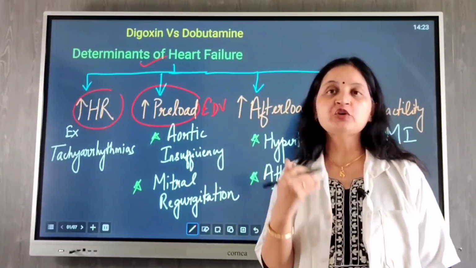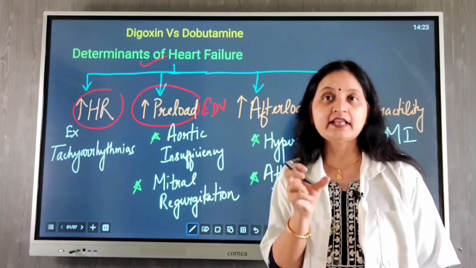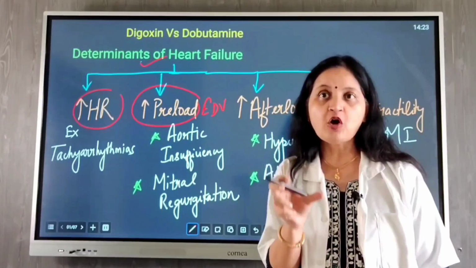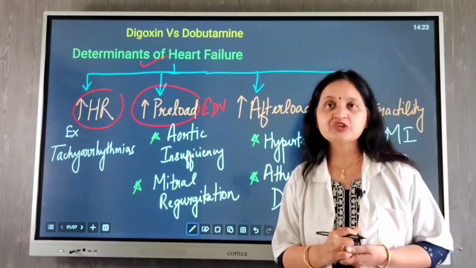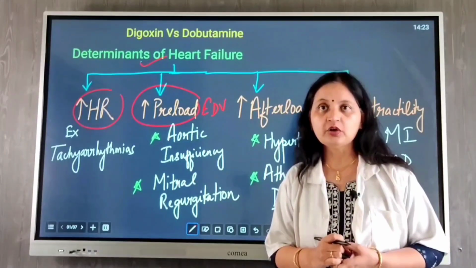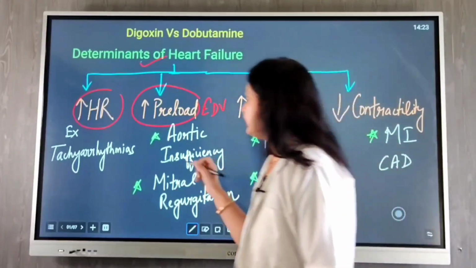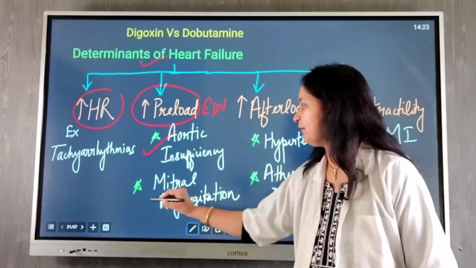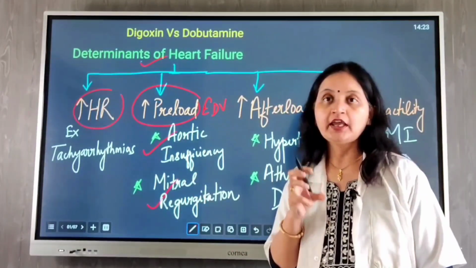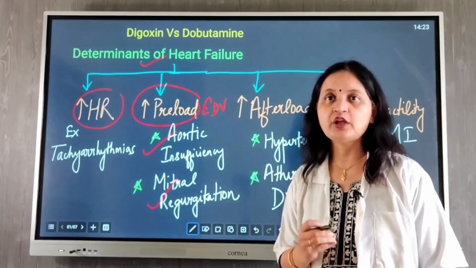So when the end diastolic volume increases, the ventricular filling during the diastole increases, and this causes stretch on the myocyte, and this in turn increases the force of contraction, further increasing the workload on the heart in a failing heart. So this can also lead to heart failure, and this can happen in aortic insufficiency and mitral regurgitation, increasing the blood flow to the ventricles and increasing the end diastolic volume.